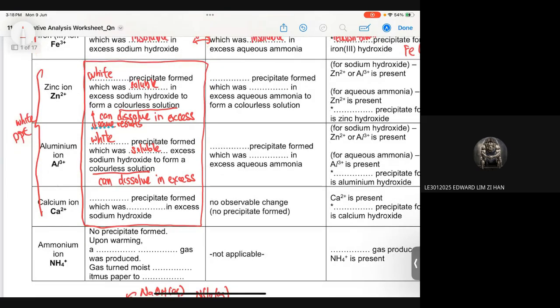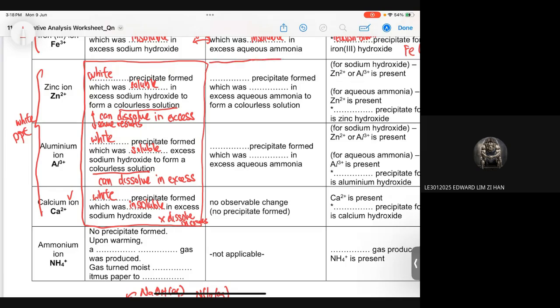But calcium can. Why? Because calcium, you get white precipitate. So it's the same one. But the white precipitate is insoluble in excess sodium hydroxide. So you realize this one cannot dissolve in excess. So by adding sodium hydroxide and having a white precipitate that's insoluble in excess, you can conclude that it's calcium ion. So sodium hydroxide can help you differentiate to know that calcium ion is present instead of zinc and aluminium. Okay, so I've done the first column already.